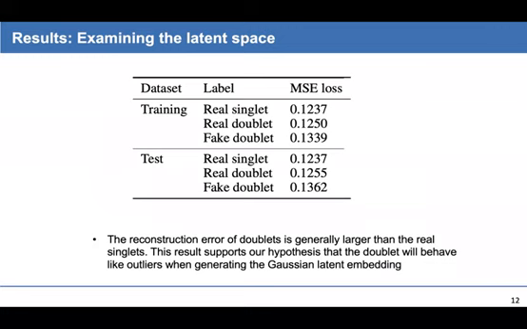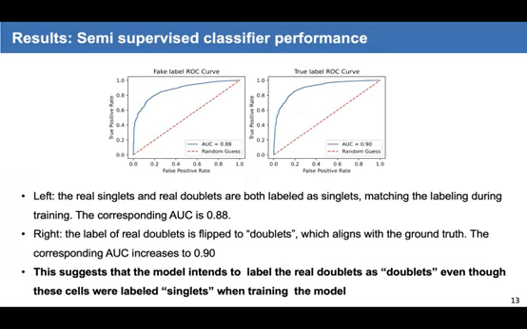Next, we want to test the reconstruction error among real singlets, real doublets, and fake doublets. As we can see from this table, the reconstruction error of doublets is generally larger than that of real singlets, and this result supports our hypothesis that doublets will behave more like outliers when generating the Gaussian latent embedding.